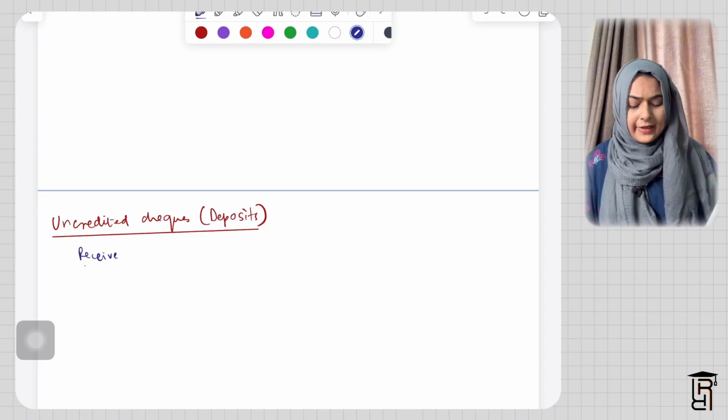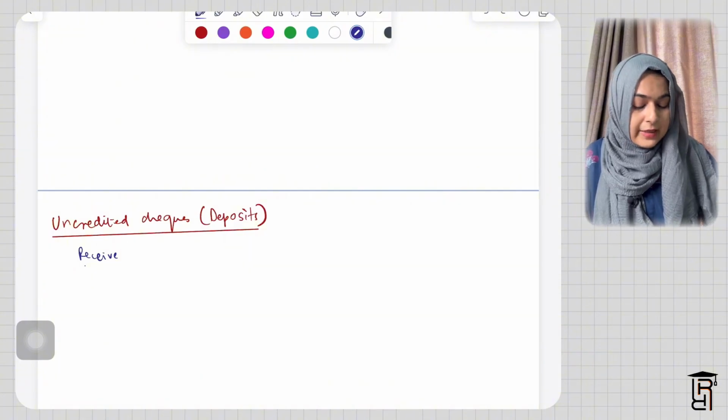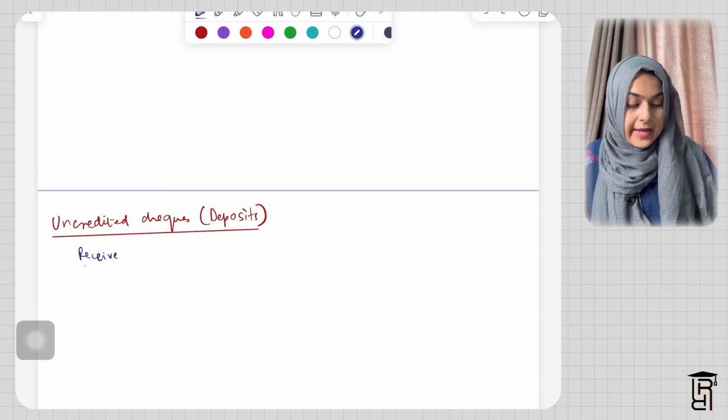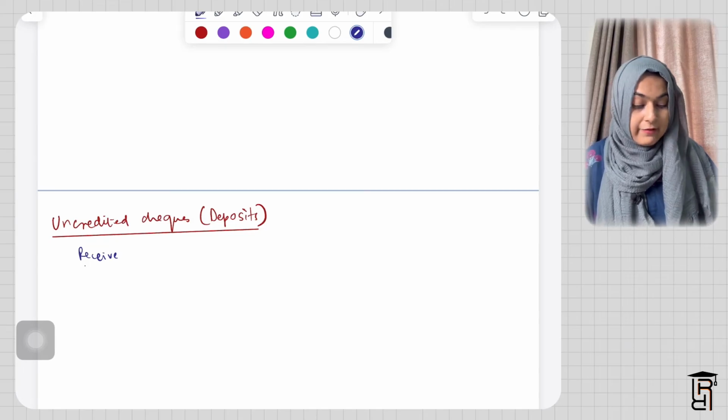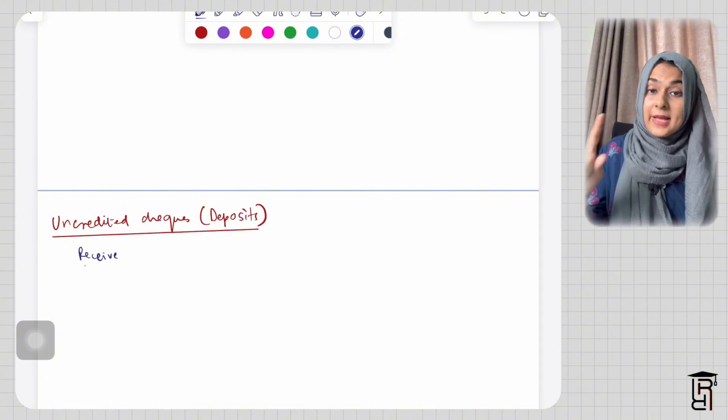So uncredited checks are checks that we have received, and these are supposed to increase the bank statement balance, and these unpresented checks are going to decrease the bank statement balance. And then, very important, super important for today's video, is how to make a bank reconciliation.